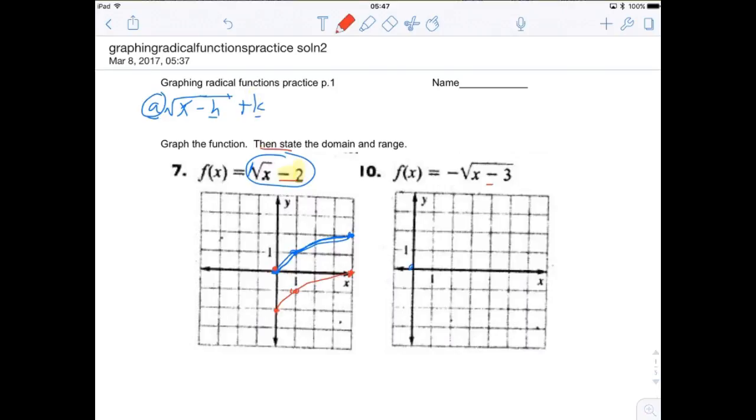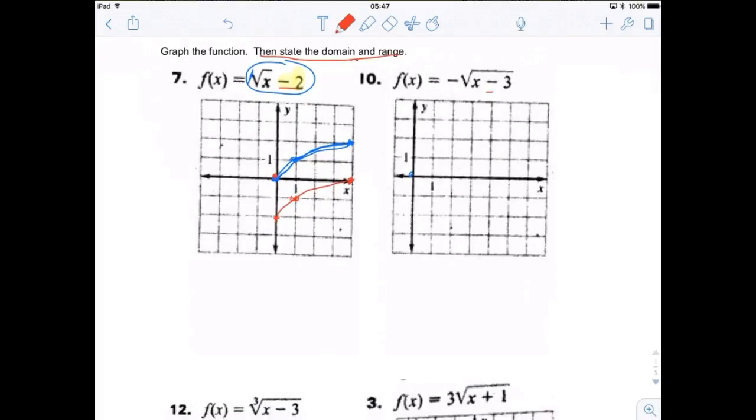Now it tells you to state the domain and range. And if you remember how to do that, go ahead and do it, and then you can check your answer later. If you don't remember how to do it, let's talk about that. Okay. So if we look at this picture of the red function, when does it exist for x?